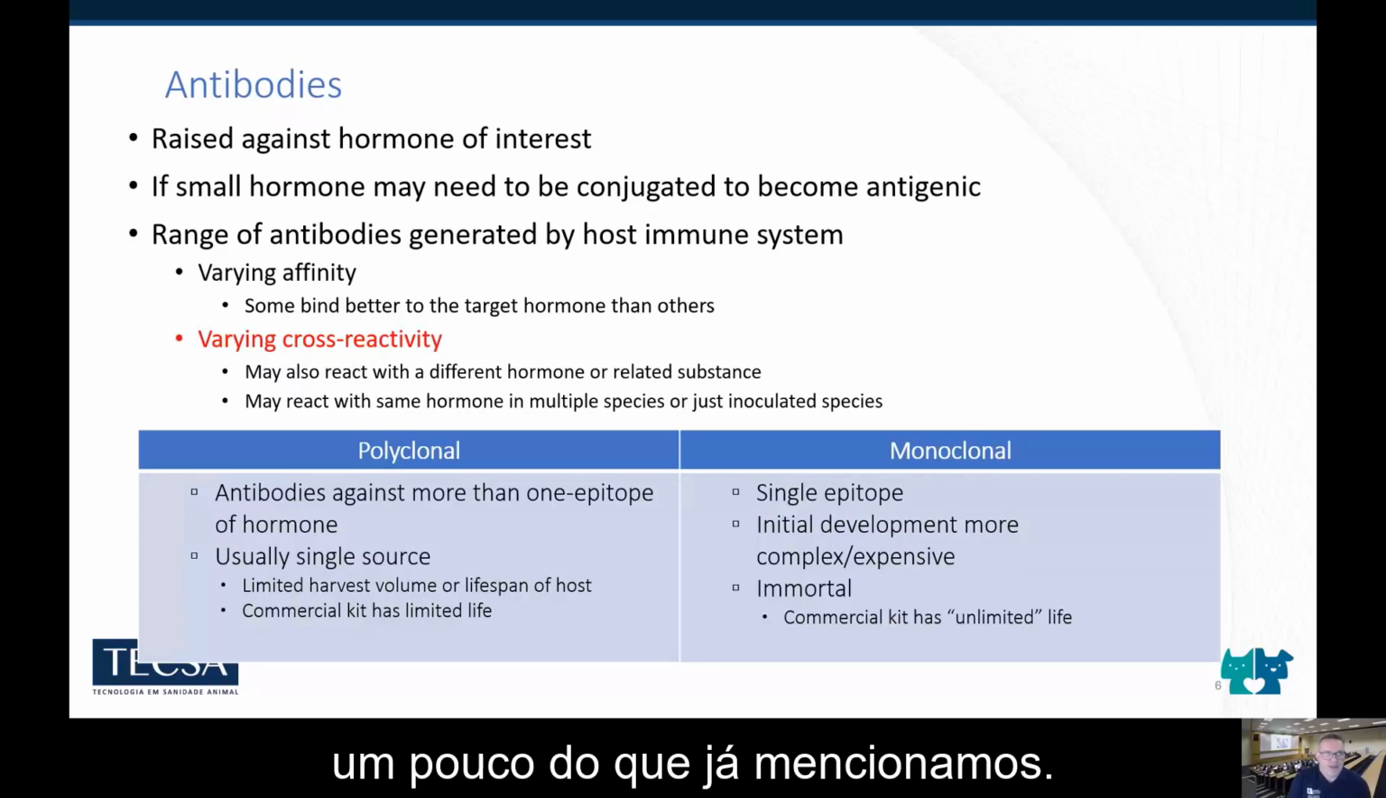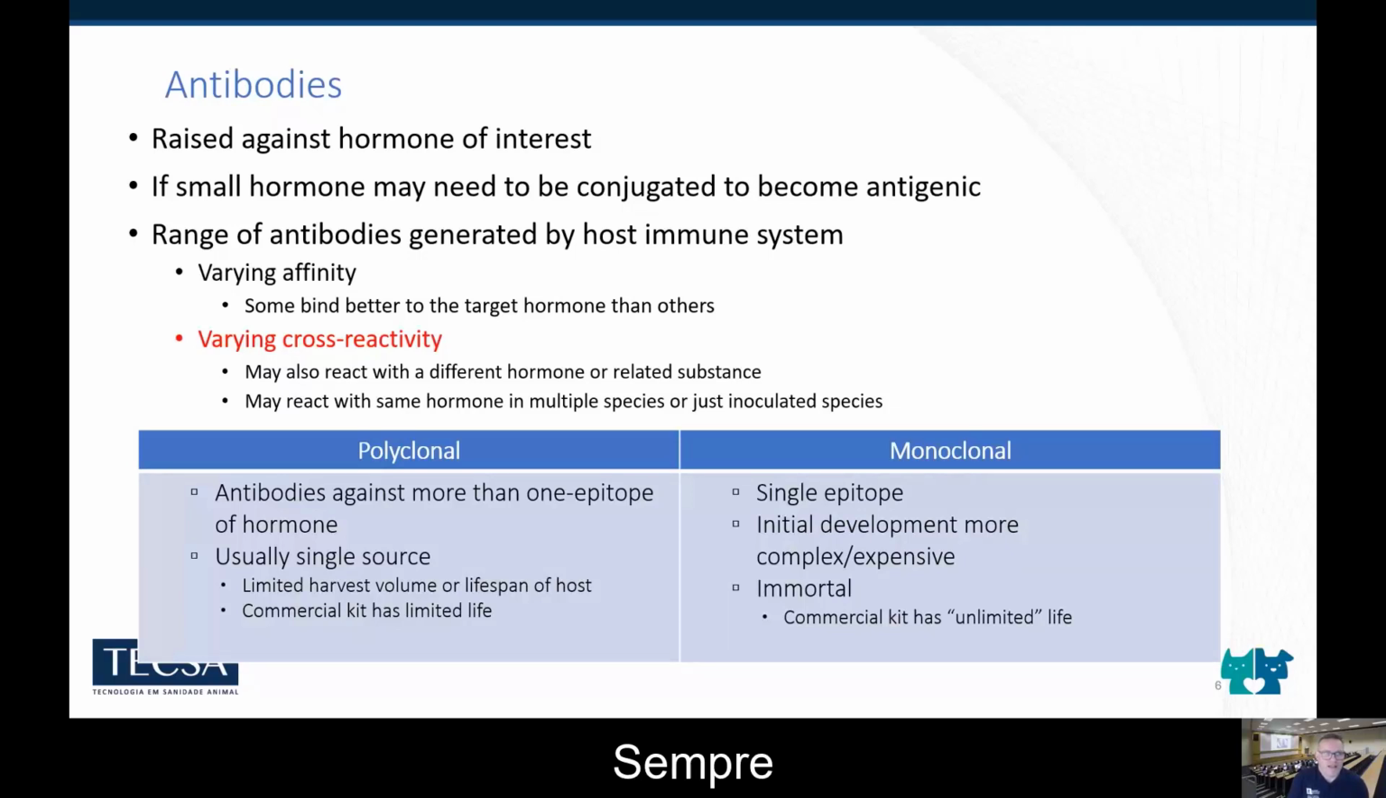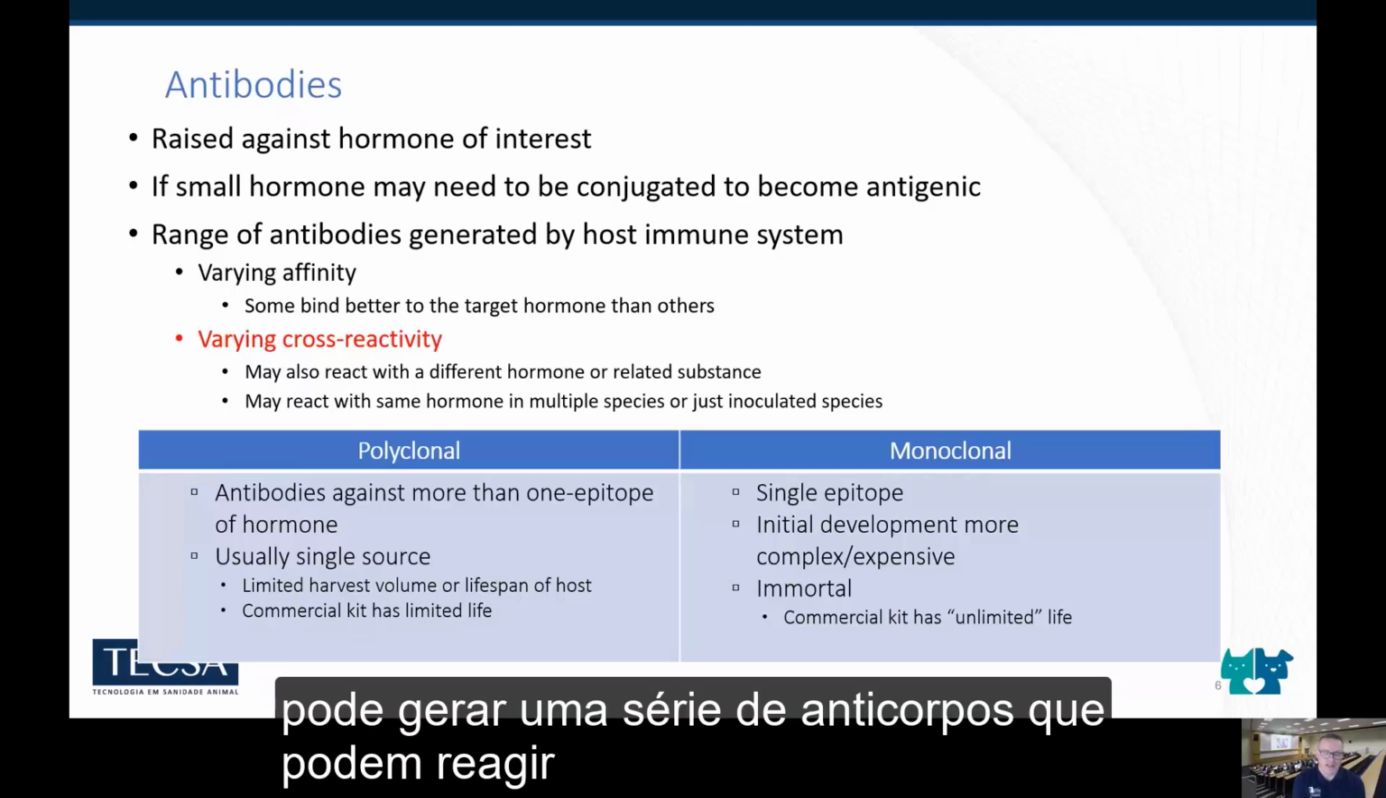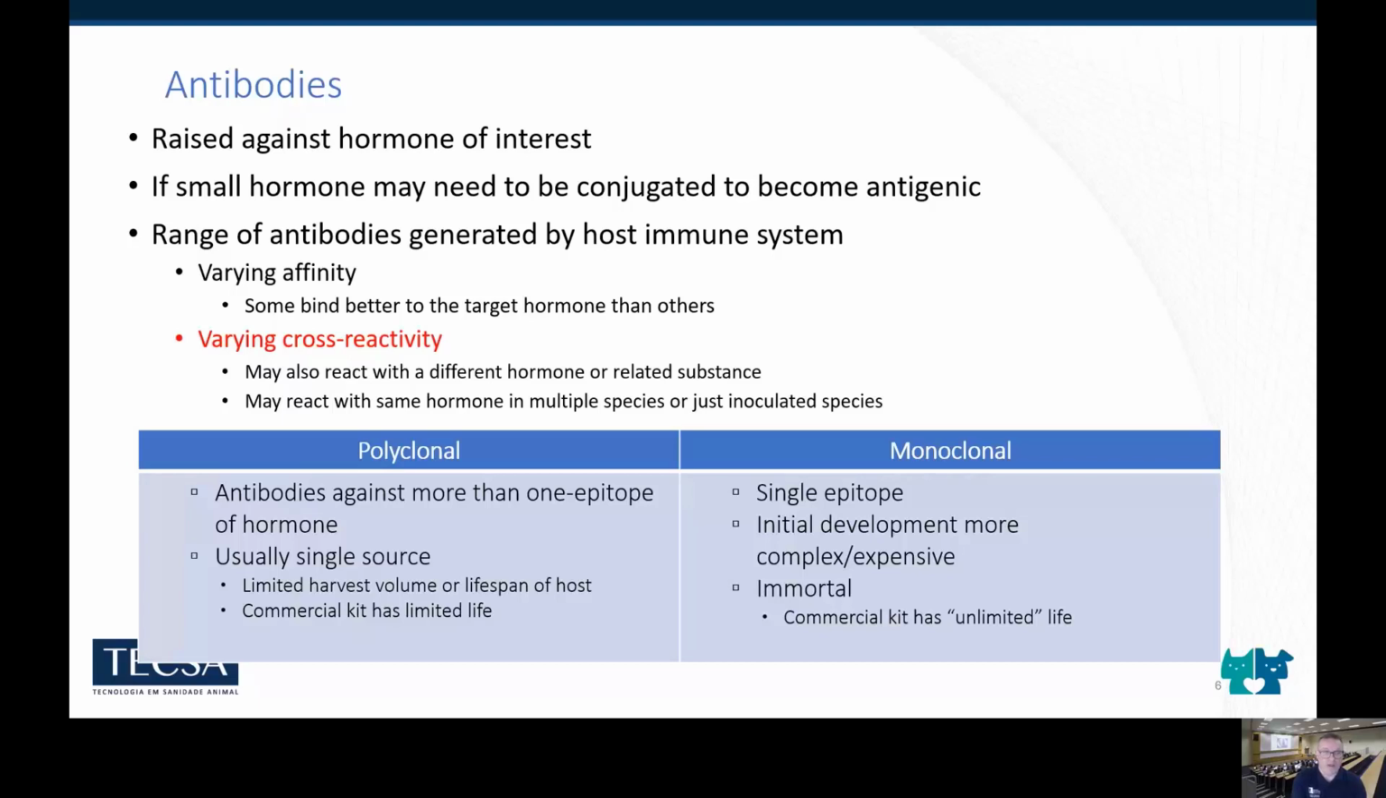This covers a little bit of what we've said already, and that is that whenever antibodies are being generated against a molecule, in this case a hormone, specifically cortisol, the animal that those are being generated in may generate a variety of antibodies that will react with cortisol, but might also react with other related hormone substances.